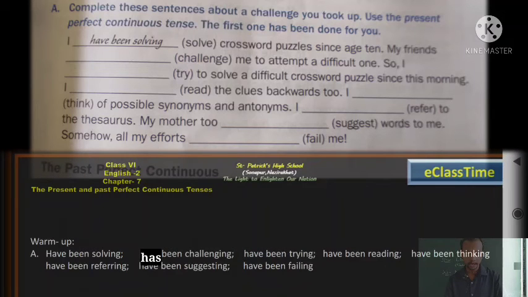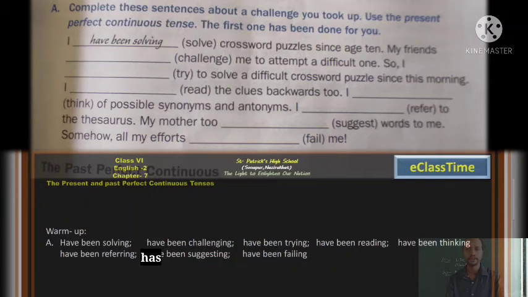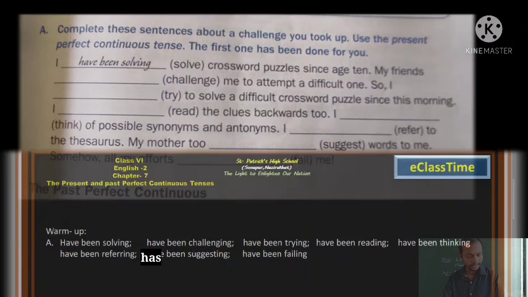My mother, now my mother is a singular one, and that is a third person singular, and if it is third person singular it will be has. So my mother has been suggesting words to me. And next, all my efforts, my attempts, my trials are in plural, all together, so it will be have, it is in plural number. So all my efforts have been failing.